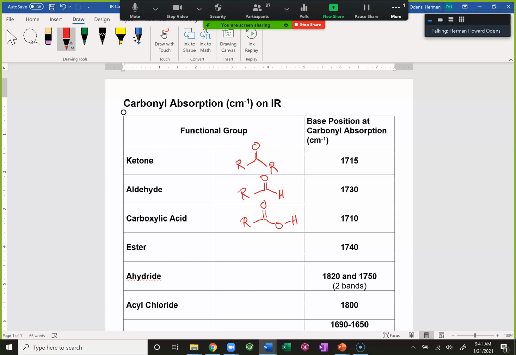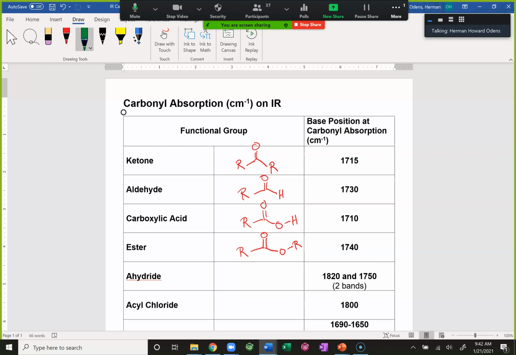Then the esters will look like this. Hold on a second. That was ugly. I know why. I'm drawing with my laptop upright. That's not fun. So here you have a carbonyl that shows up at 1740. You have a CO stretch. Actually, you have two CO stretches, but you might only see one. Sometimes they merge.